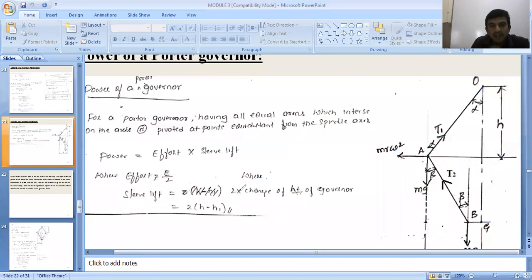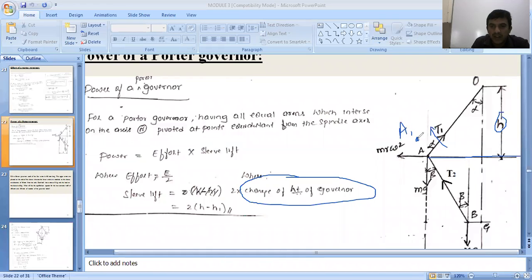Yeah, see the sleeve lift is nothing but 2 times the change in height of the governor. So what is the change in height of the governor? What is the height of the governor? If it is in equilibrium position, this is the height of the governor, h. Once the speed increases, the ball moves radially outward. Now it takes another position that is called A1.